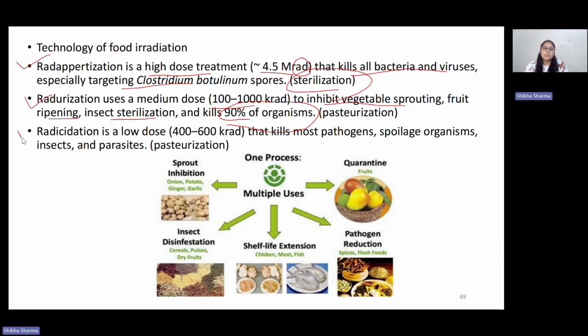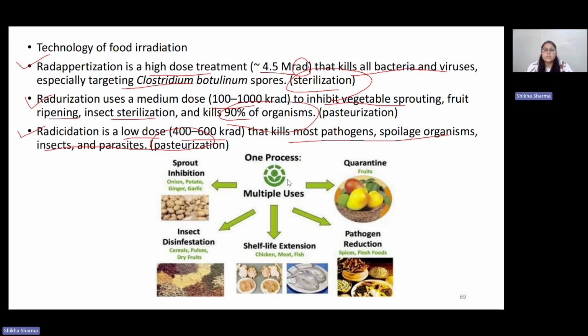Then radicidation, which is a low dose method of around 400 to 600 kilorad, kills most of the pathogens, spoilage organisms, insects and parasites. And it is also a pasteurization method.